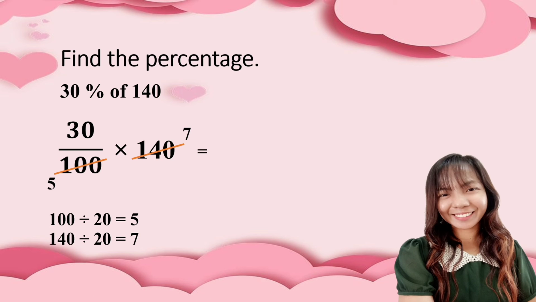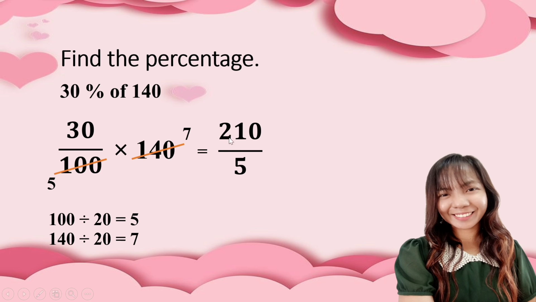Then, you have to solve 30 times 7. The answer is 210. And then just copy 5. Because the 140 here, it's like having a 1 as a denominator. So just like 5 times 1, so the answer is 5. Okay? So again, just multiply 30 times 7 equals 210. And then, just simply copy the number 5.